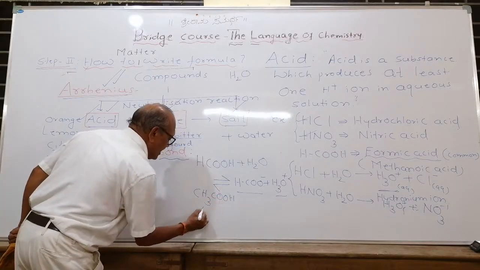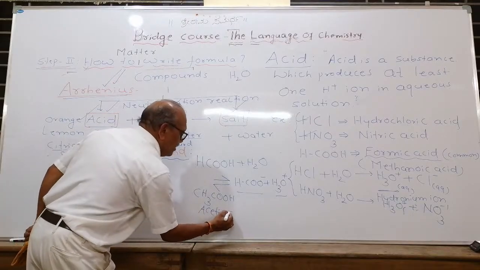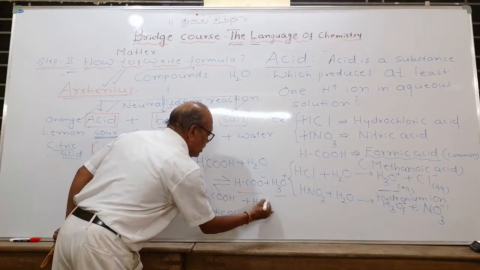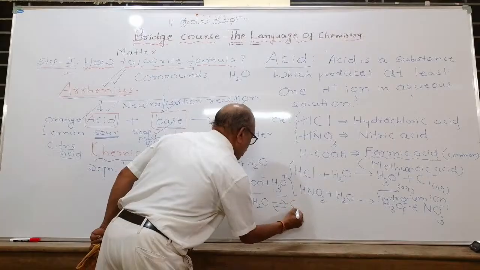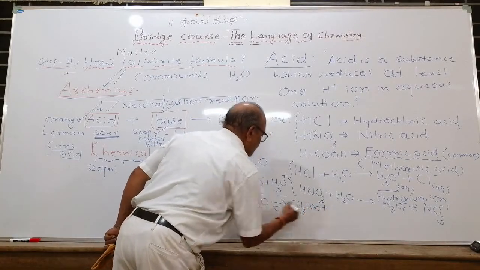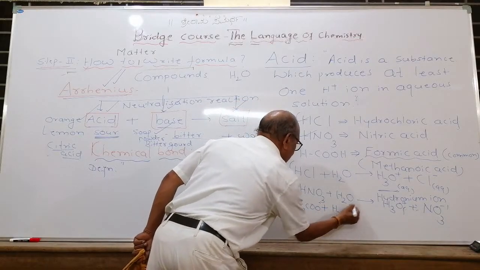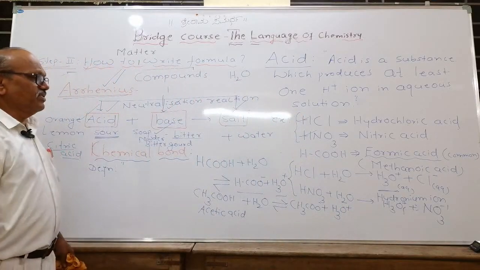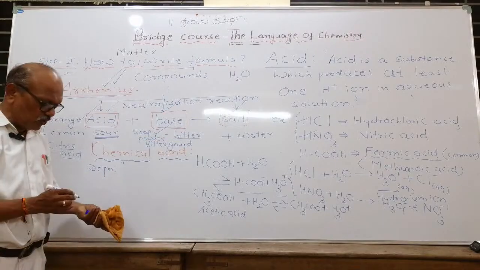CH3COOH is called as acetic acid. You are using it in vinegar, table vinegar, right? When put in water, here also I am writing reversible sign. Now you have to think and tell me in the next class why I am writing reversible sign here, why I am not writing irreversible sign here. Okay, that is the definition of acid. Two inorganic acids, two organic acids I told you today.